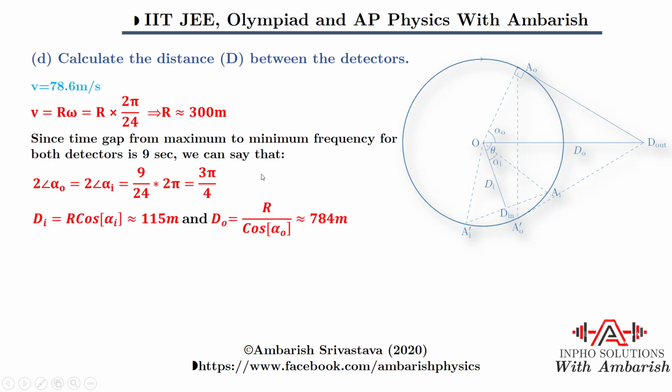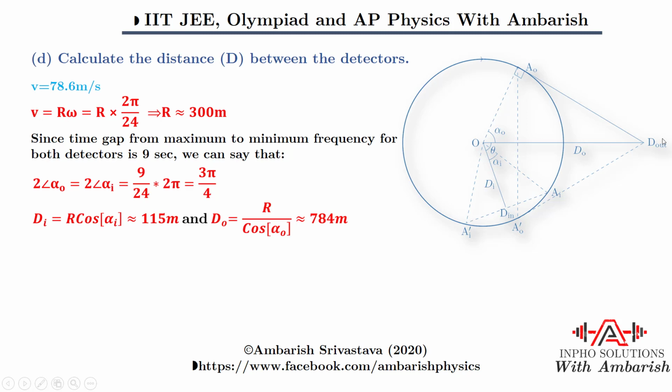Now look at the DI. What is DI? This distance ODN is DI. So DI becomes R cos alpha, where R is the radius of the circle. We have already found R to be 300 meters, so DI comes out to be 115 meters.